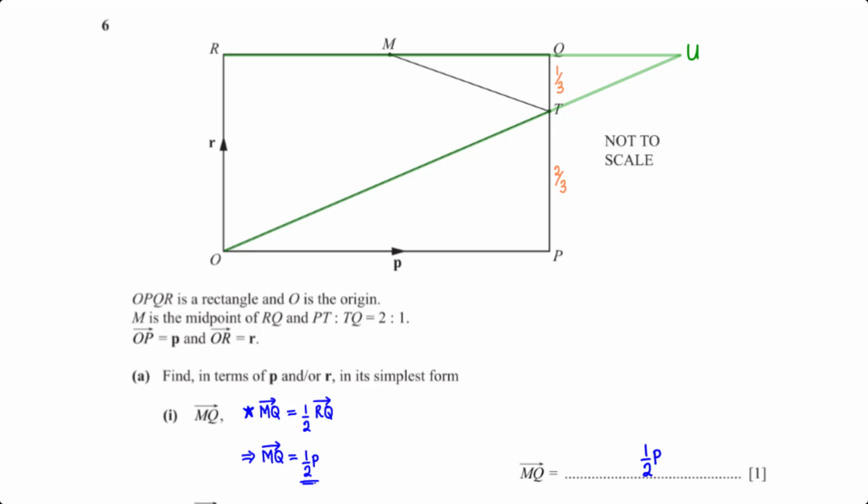OPQR is a rectangle and O is the origin. M is the midpoint of RQ and PT to TQ equals 2:1. OP is P and OR is R. Find in terms of P and R, in its simplest form, MQ. MQ is half of RQ. We know RQ is P, and so MQ is half P.